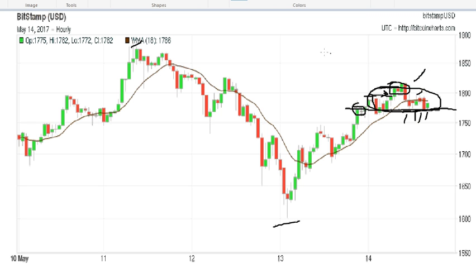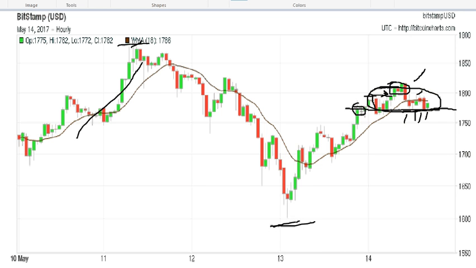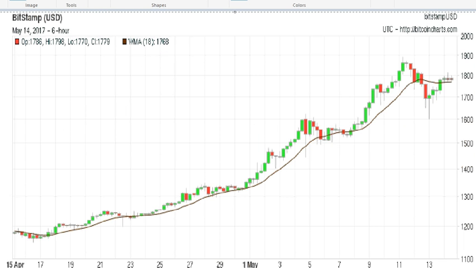This thing is looking good to go to 19 now, and breaking 19, well, the move up, you get the correction from it. High, low, upward target, 2095. Okay, so let's now adjust this time frame. And there we have it.